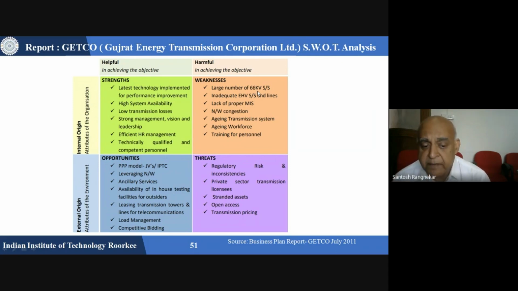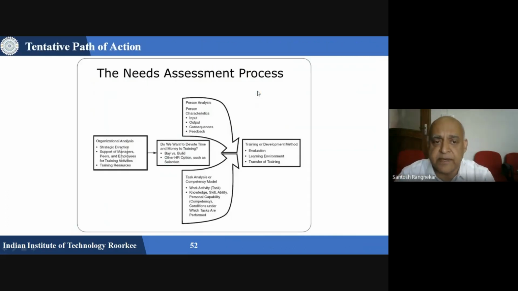Opportunities are the PPP model, leveraging ancillary services, availability of in-house testing facilities for outsiders, leasing transmission towers and lines for telecommunications, load management, and competitive bidding. The threats for GETCO are regulatory risk and inconsistencies, private sector transmission licenses, stranded assets, open access, and transmission pricing.